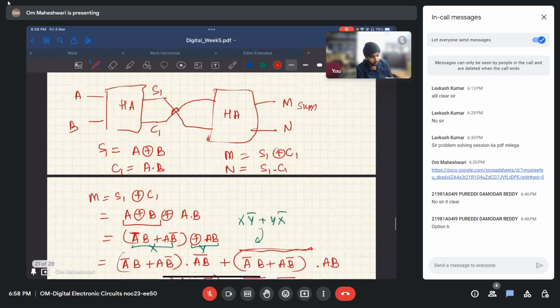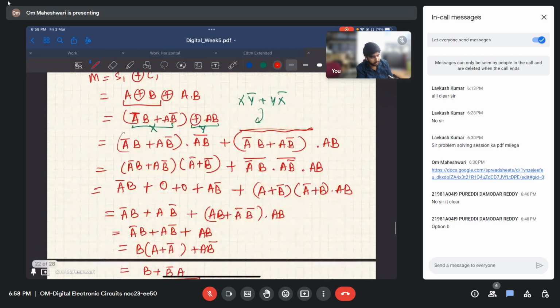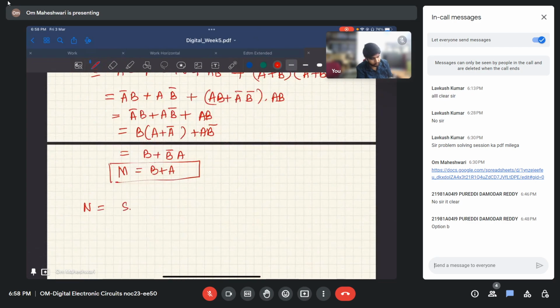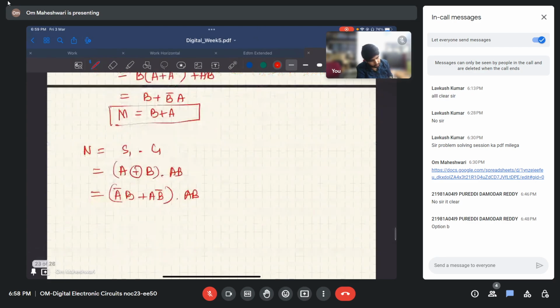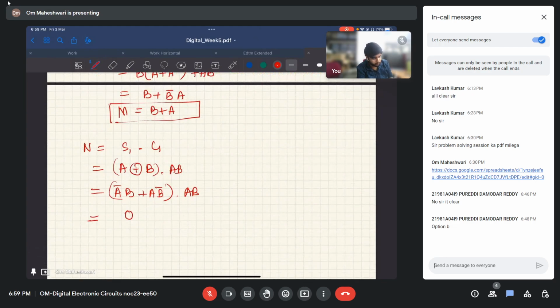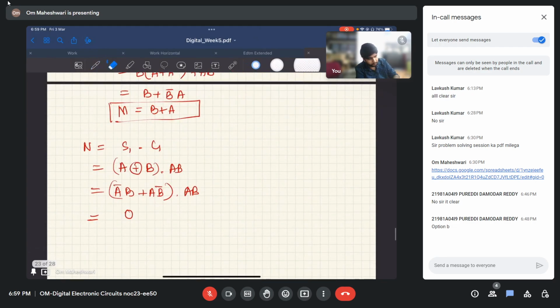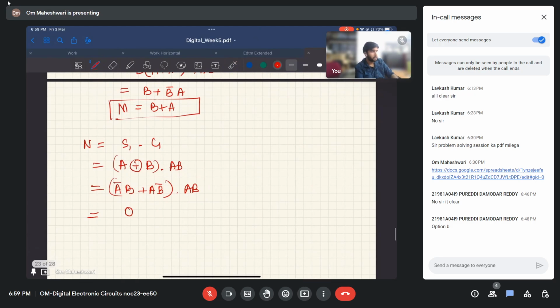Okay. And N was S1 dot C1, that is A XOR B dot AB. A bar B plus A B bar dot AB. This is 0. Okay. Why? Because this A bar and A will cancel, this B bar and B will cancel. So N is 0. So we have M is A plus B and N is 0.